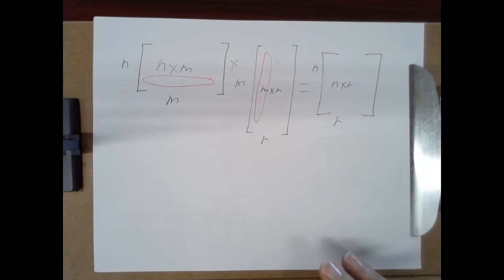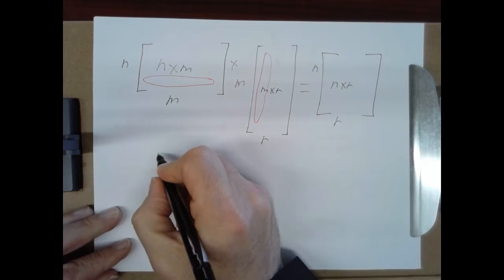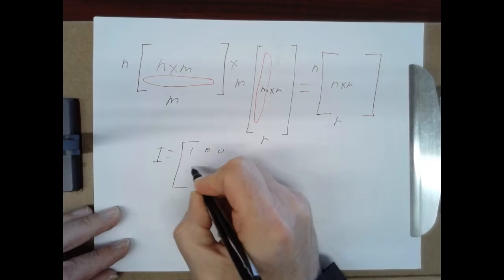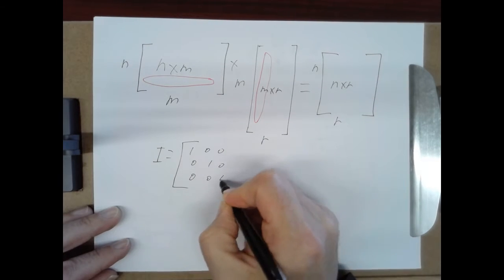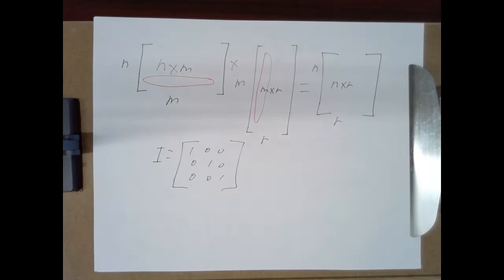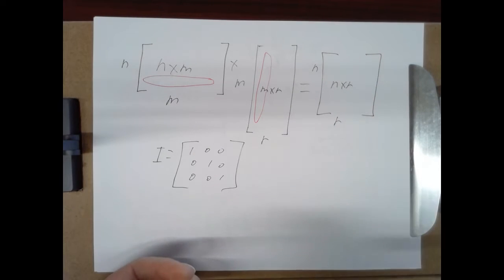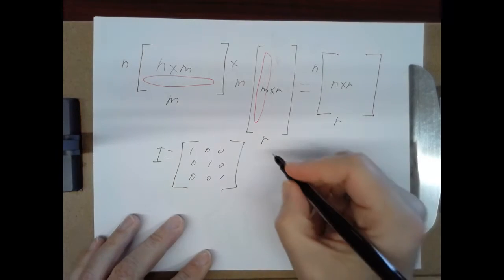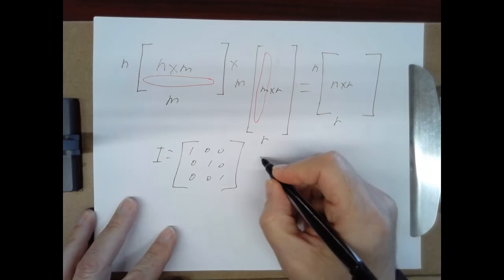So that's multiplication. Now we also have an identity matrix. And it's a matrix with all zeros and ones going down the diagonal. And it's called an identity because if you multiply any matrix by the identity, you get back the original matrix. And you can sort of see why that is.